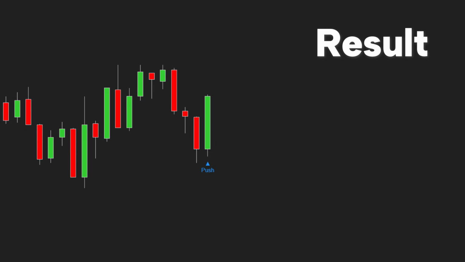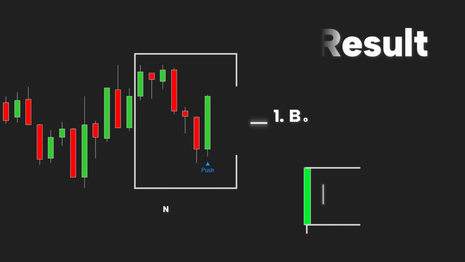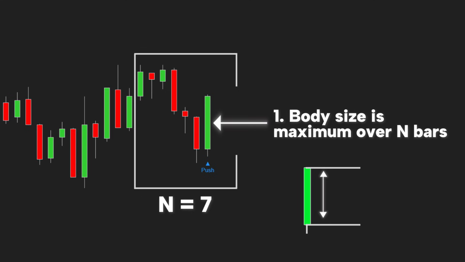Next, we move on to the result. At this stage, the system checks whether the strong effort has produced a real outcome. The first condition is that the push candle must have the largest body within the period. A large candle body shows that the push momentum is very strong, clearly reflecting the decisiveness and dominance of the controlling side.